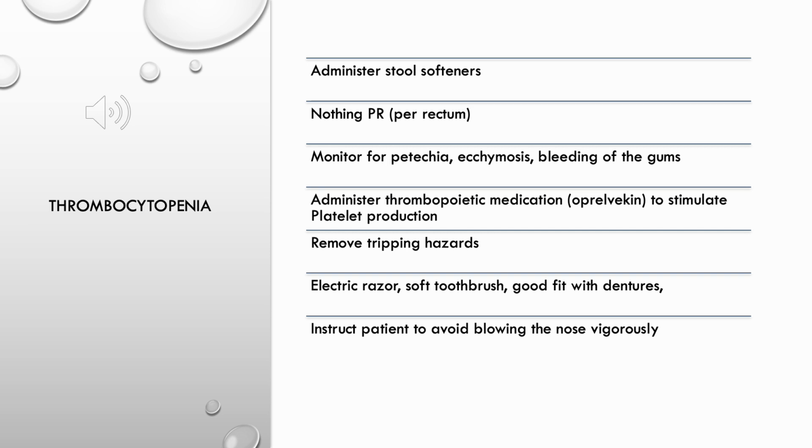Remove tripping hazards. In other words, initiate fall precautions. You do not want a patient with thrombocytopenia to fall because they're going to bleed. They could bleed out, okay? You're going to encourage the use of an electric razor. They need to use a soft toothbrush. They need to have good fit with dentures so that their gums don't start bleeding because it could be hard to get them to stop.